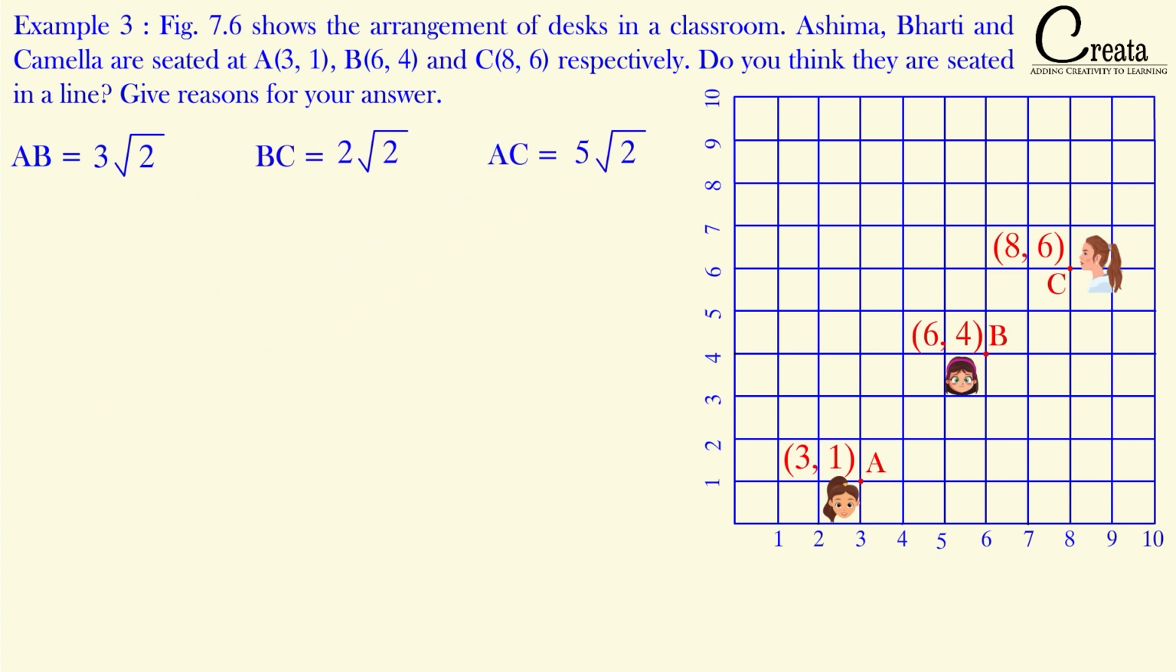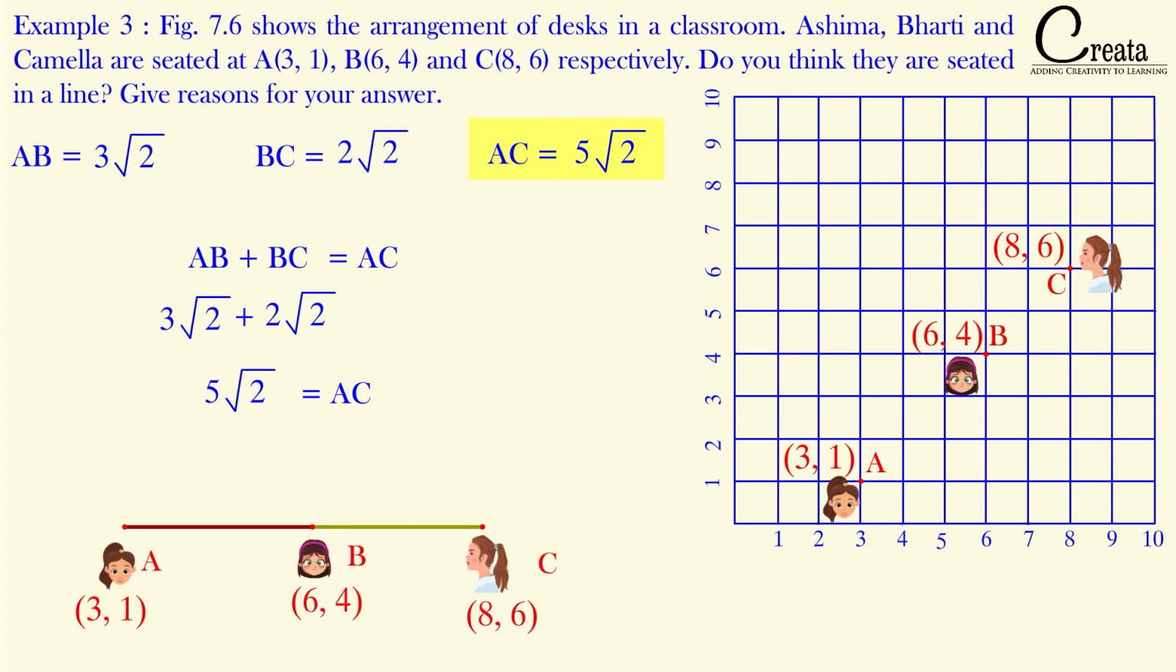Here if you observe, let's add AB and BC. On adding, we got 3 root 2 plus 2 root 2, which is equal to 5 root 2. And AC we have already calculated as 5 root 2. Here AB plus BC is equal to AC. So we can say the 3 points A, B and C are collinear, that is, they are on a straight line. The sum of two sides is equal to the third side, which is only possible in collinear points or on a straight line.